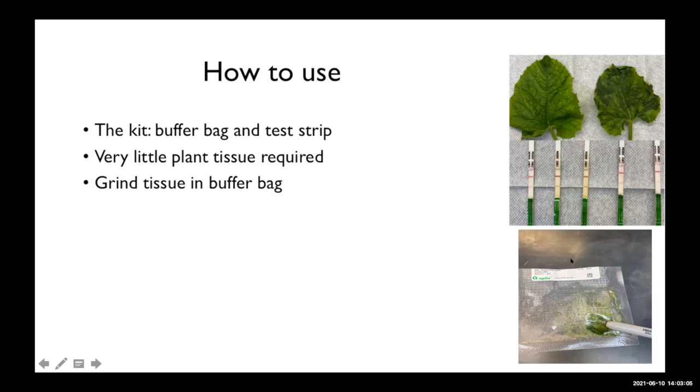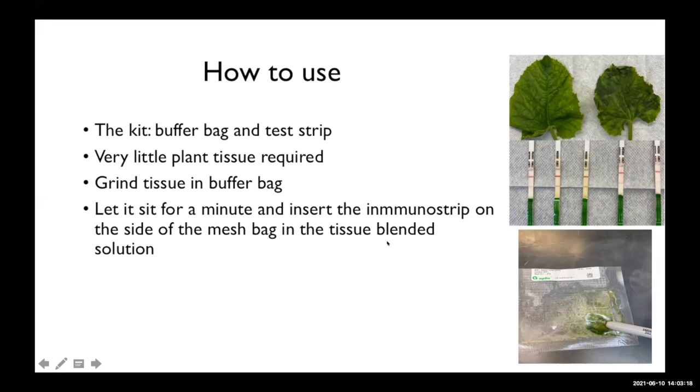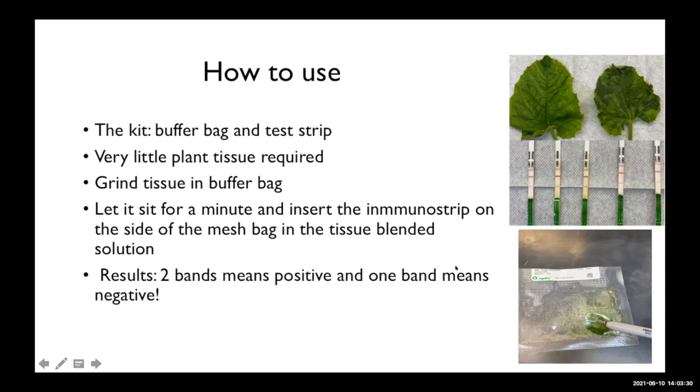So what you do is you cut the top portion and then you grind it in the buffer bag. You can use any blunt material. I just use a Sharpie because that's something I always have in my truck or in my lab. And then you grind the tissue, let it sit for a minute or so. After that, you insert the Immunostrip on this side and just let it sit. The solution will start moving up from here by capillary action. And then you get the results in a couple of minutes.